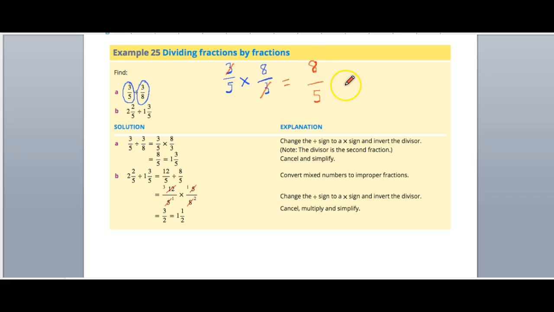Now that's an improper fraction. Let's try to write it as a mixed number. How many 5s go into 8 is 1, and we have 3 remaining.